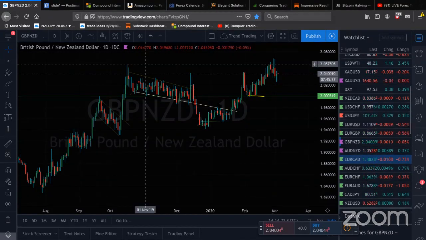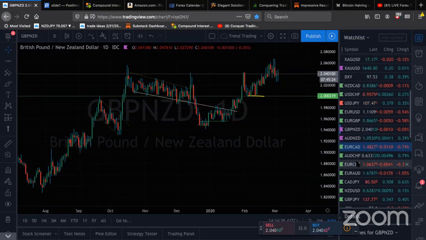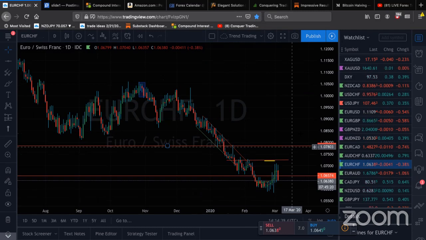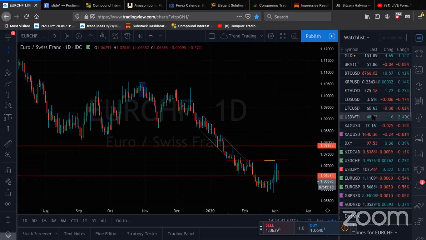That was just a look at the euro Swiss franc we just looked at. Sell off of resistance in downtrends, in uptrends, buy off of supports. It's like a layup in basketball, right? To get your game back on, just throw in a bunch of layups, get your groove on.